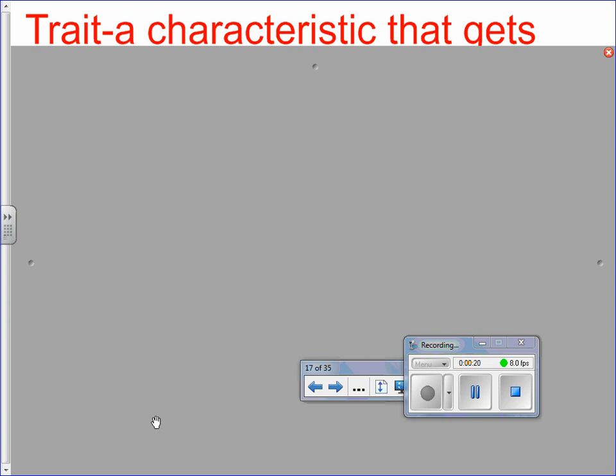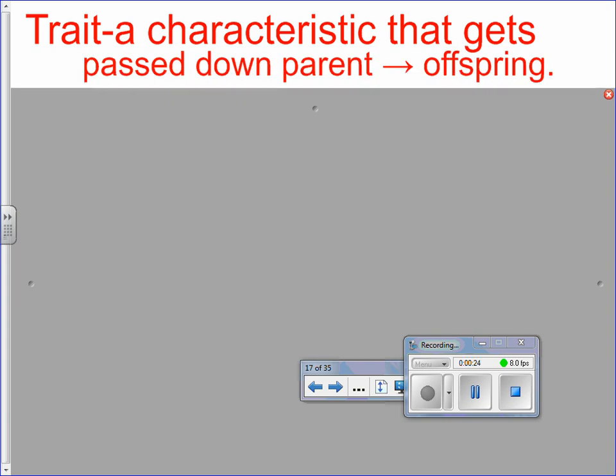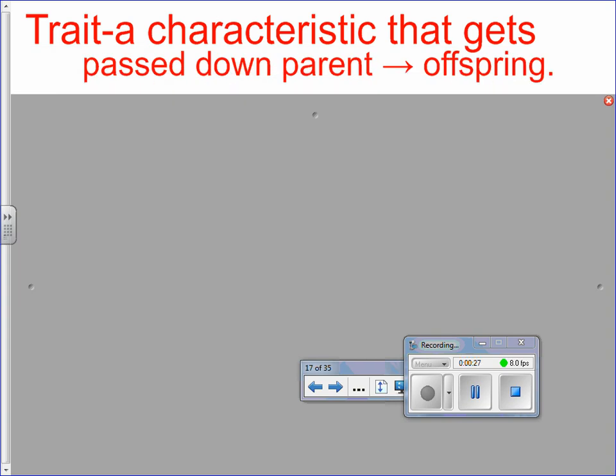Now, trait, we actually talked about trait on Monday. A trait is simply a characteristic that gets passed down by parent to offspring. A trait in general is just any trait, but the traits we talk about are the ones that are genetically passed down, so they have to be coded for by genes and chromosomes. Trait. Everybody got trait?